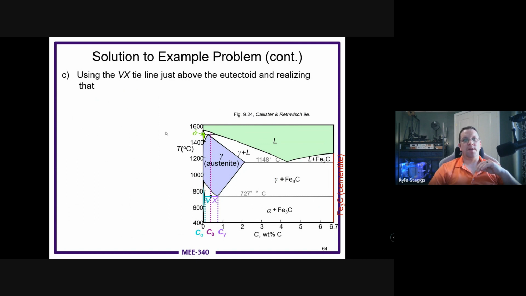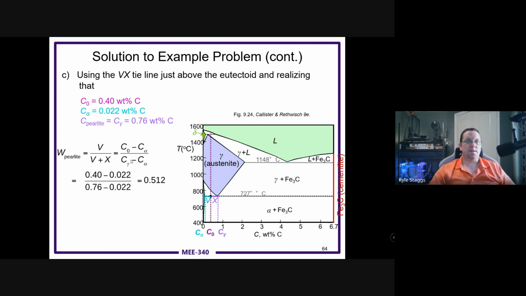So for part Z, we're using the VX tie lines. So the VX, again, going back to just this portion, and trying to understand what that version is. In this case, just above the eutectoid point, just barely above. That's why we have to have the VX. We don't have the RS. So C0, we know, is at that 0.4 weight percent carbon. We know C alpha, and we know the C perlite. So C gamma is 0.76 weight percent carbon. So that's at this eutectoid point. So we put that into the formula. So this time it's C gamma minus C alpha. So our 0.76 for perlite minus the 0.022 gives us a weight fraction of 0.51.